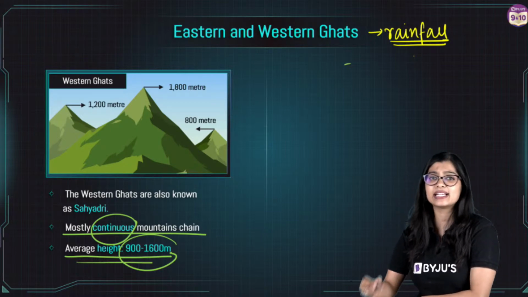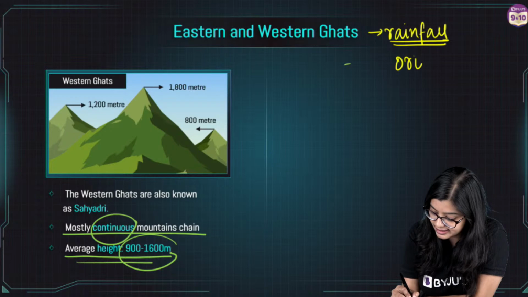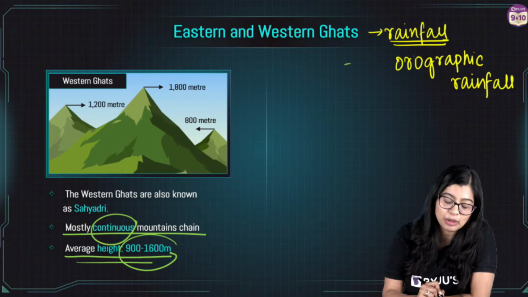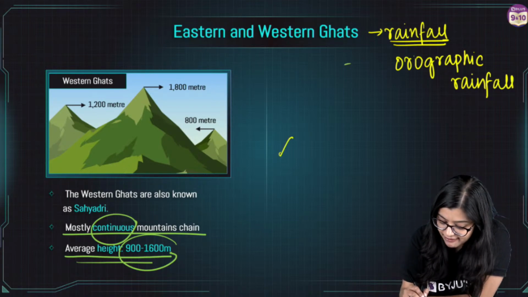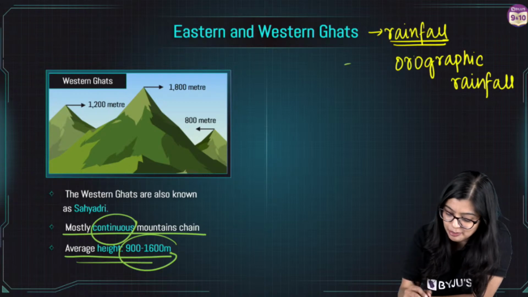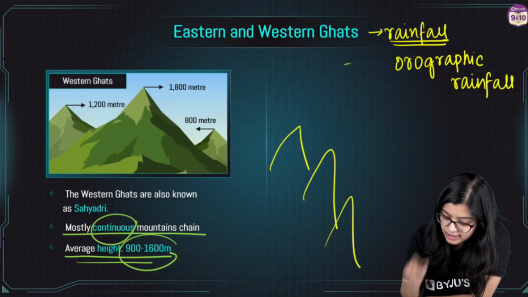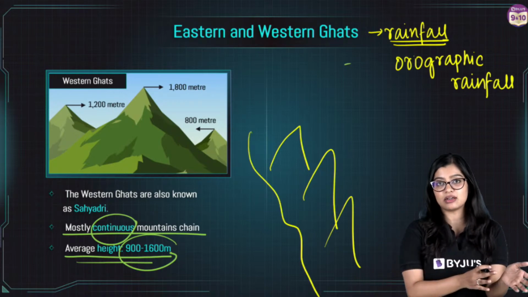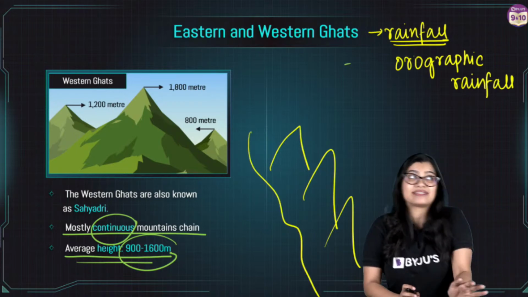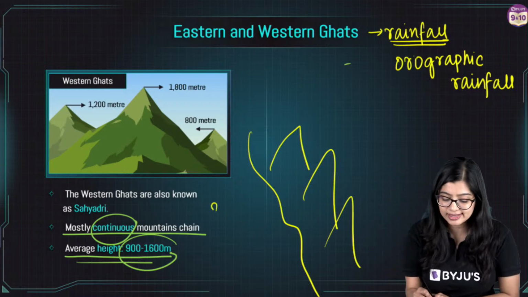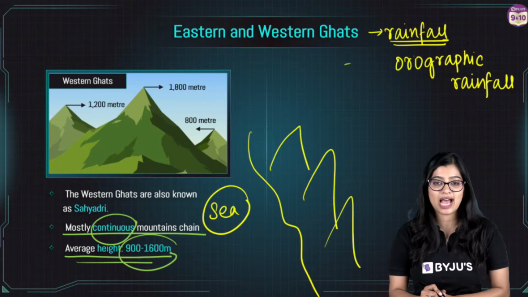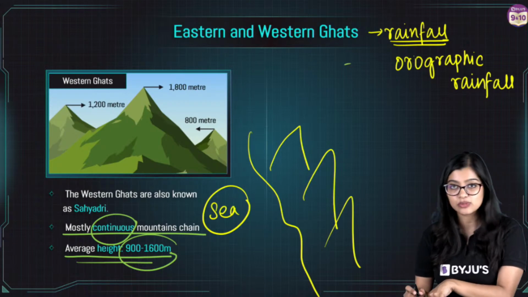The type of rainfall we see here is called orographic rainfall. Fancy name for a very simple process. If this is my Western Ghats, let me make a simple mountain. What lies to the west of the Western Ghats? I'll find my Arabian Sea here.